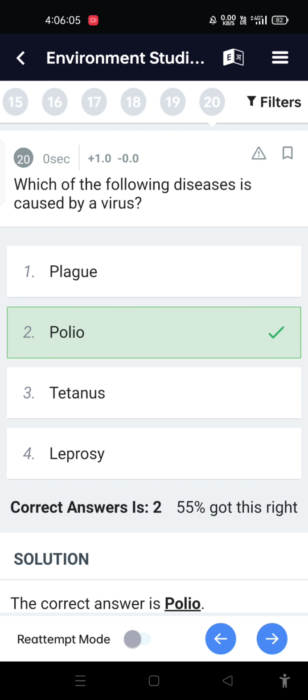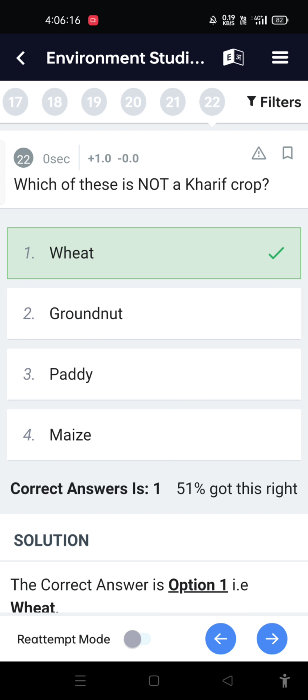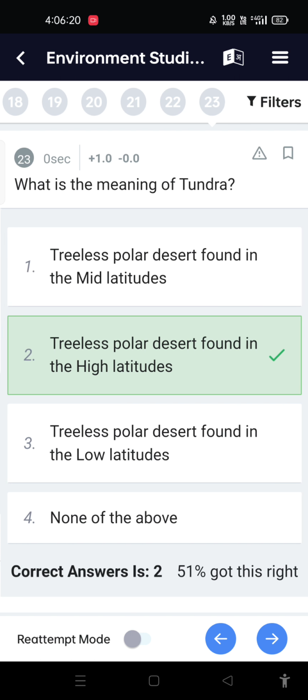Northeast. Which of the following diseases is caused by a virus? Polio. In which of the following lakes of Jammu and Kashmir are floating gardens found? Dal. Which of these is not a kharif crop? So wheat is not a kharif crop.